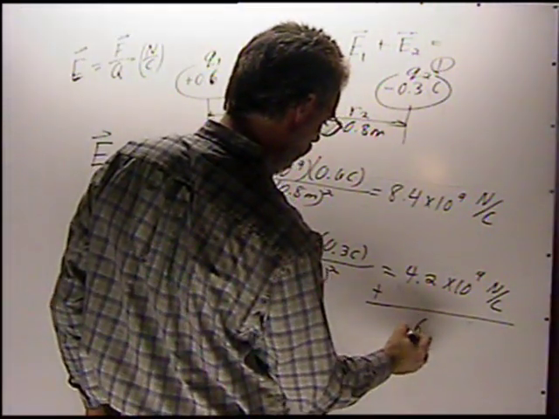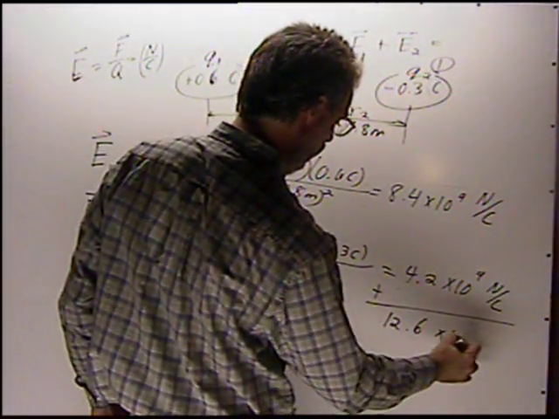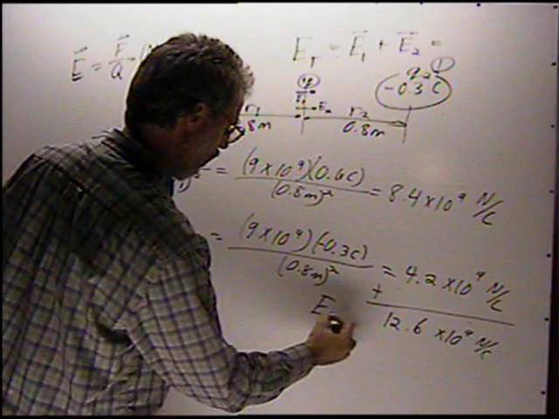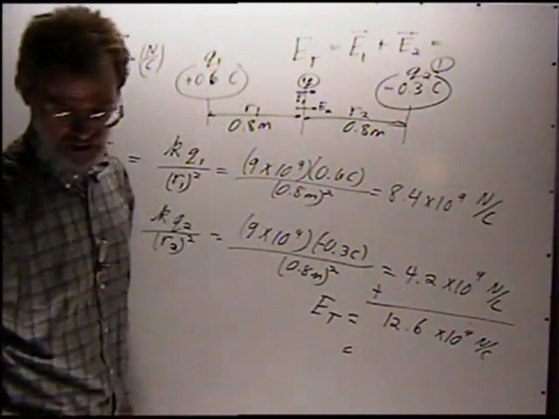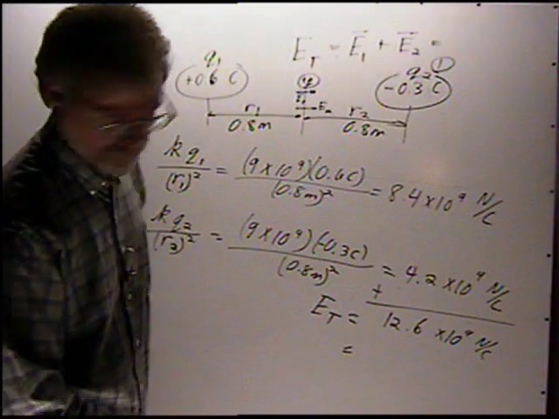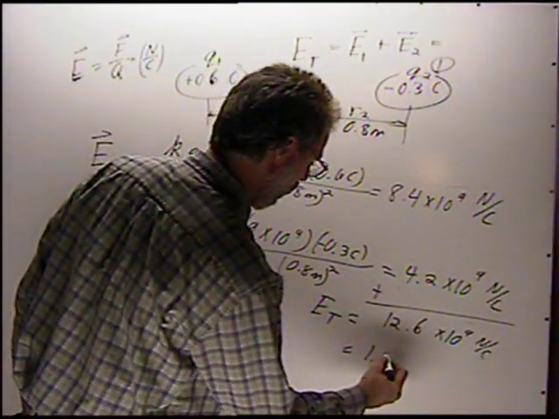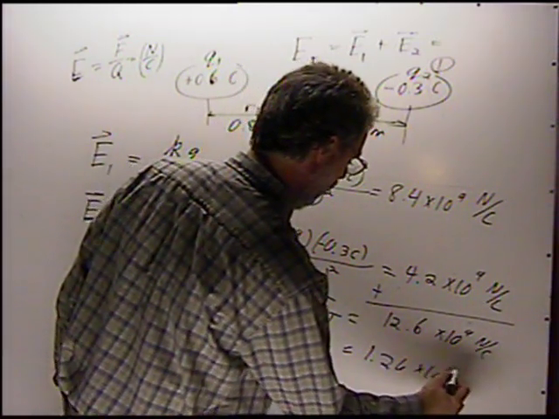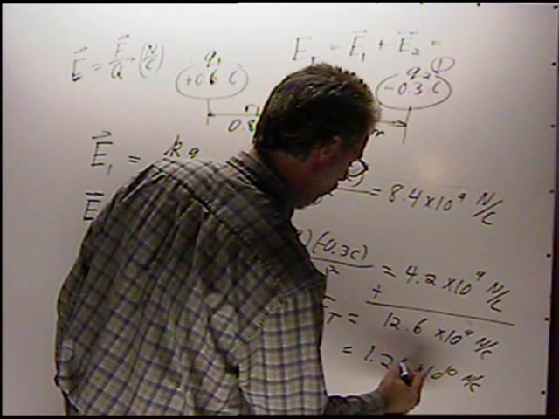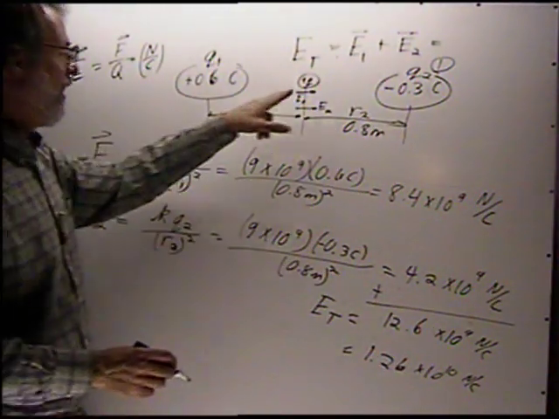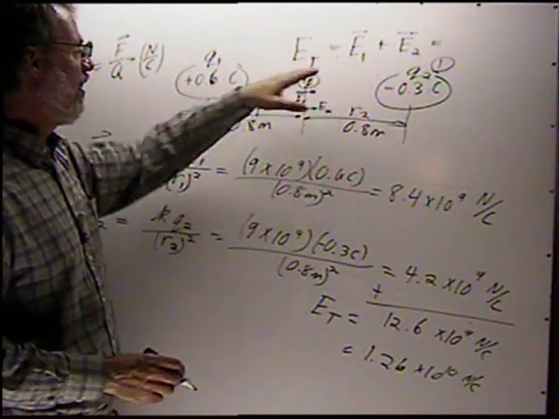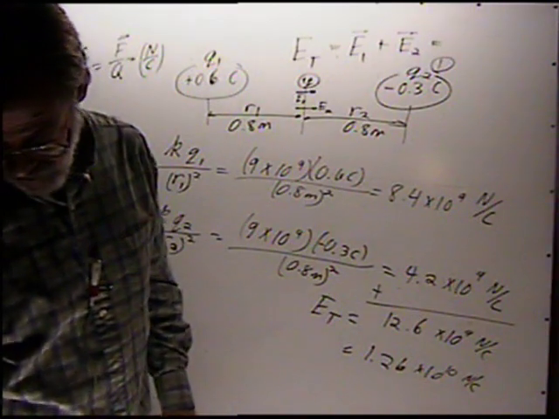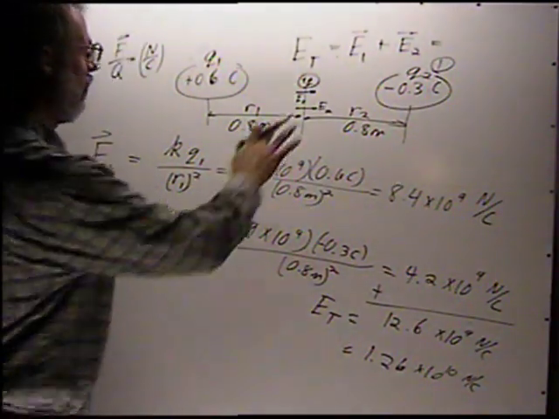It would be 6.12 times 10 to the 9th newtons per coulomb. That would be E total, which is the same thing as 1.26 times 10 to the 10 newtons per coulomb. So that would be the size of the electric field right here, where we add the two components, E1 and E2, together.